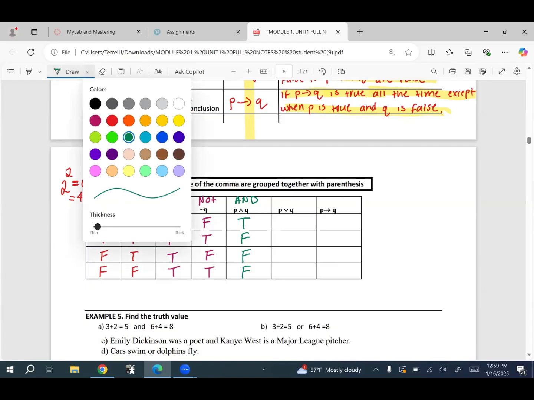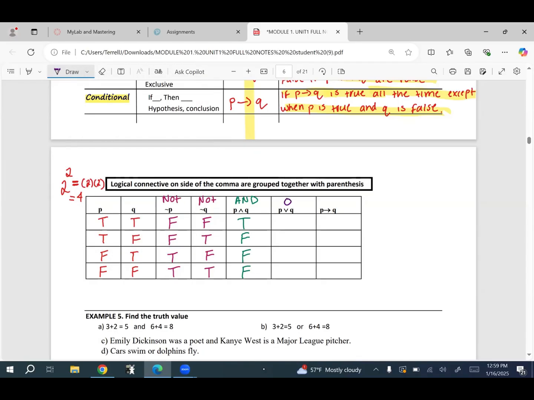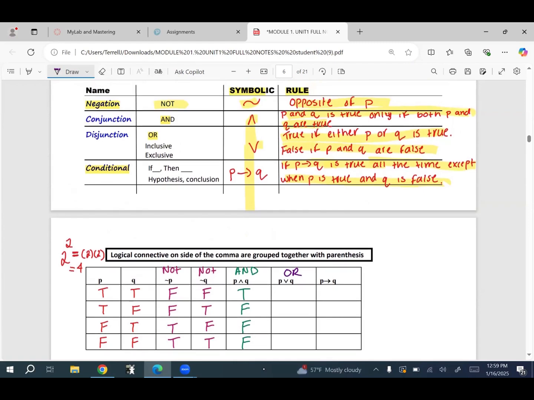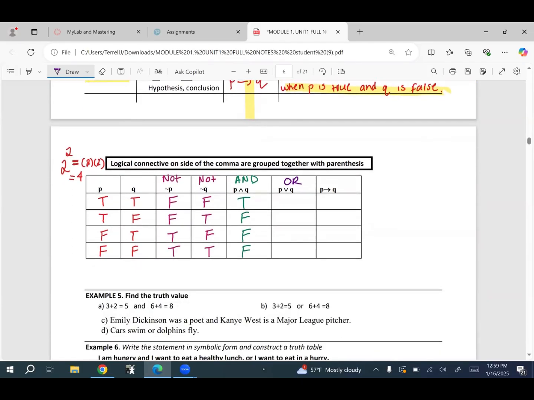And then let's look at the next one. What does that read? Or. This says P or Q. So let's look at the rule for or. An or statement is true if either P or Q is true. And it's false if P and Q are both false. So in other words, if we're looking at P and Q, if either one of them is true, then the or statement is automatically true.